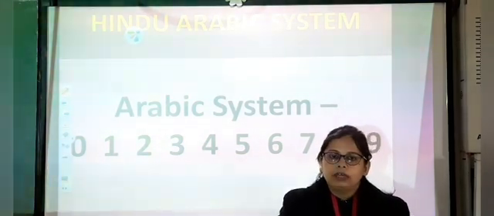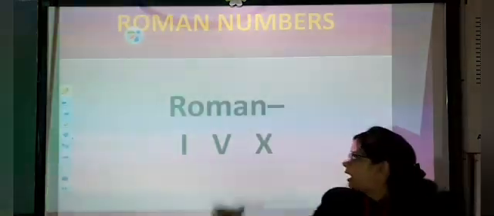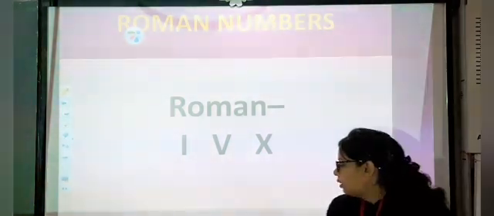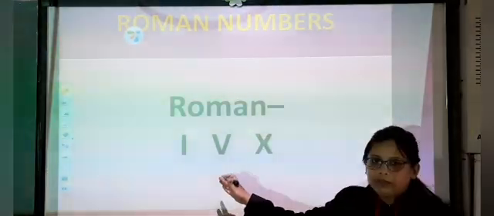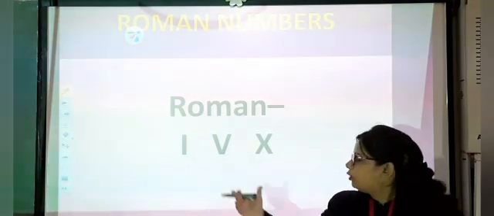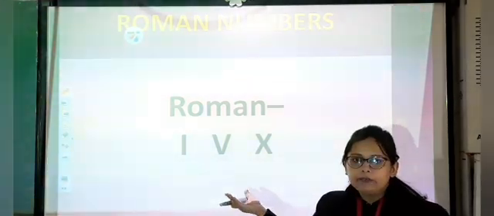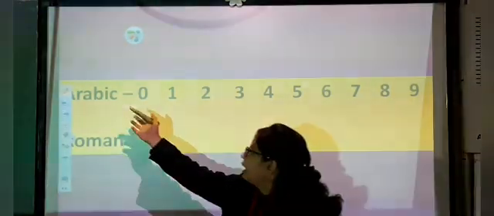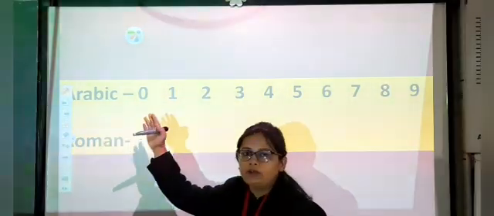In the same way, the Romans also have a set of symbols. The first three symbols are I, V and X. And the Romans combined their symbols to make their numbers. They combined these three symbols to make numbers up to 39. You can write combinations of these symbols only up to 39. So how can we write them? See, we have the digits 0 to 9, and how can we write Roman numerals from 0 to 9?